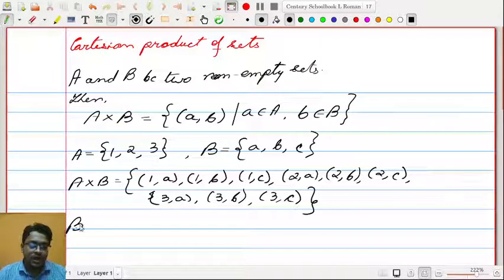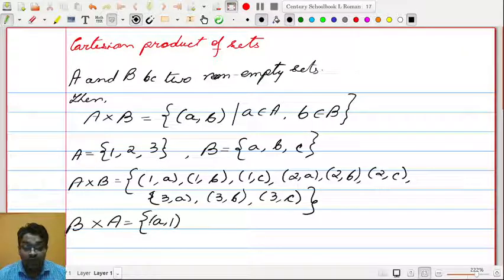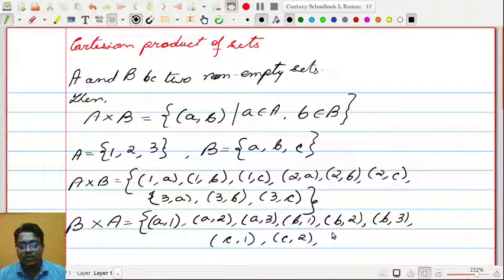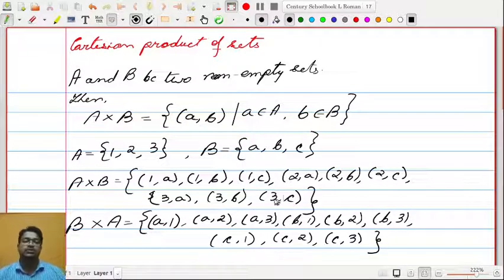And the Cartesian product B cross A will contain the same elements, but now the first element will come from the set B. So a will be paired with 1, 2 and 3. Then b will be paired with 1, 2 and 3. And then c will be paired with 1, 2 and 3. So this is the Cartesian product B cross A.